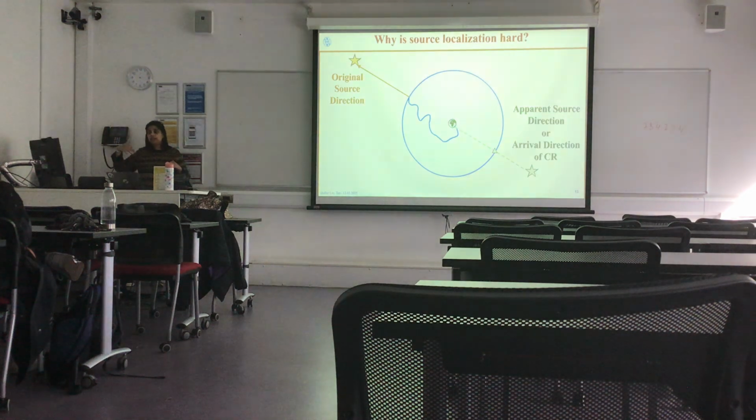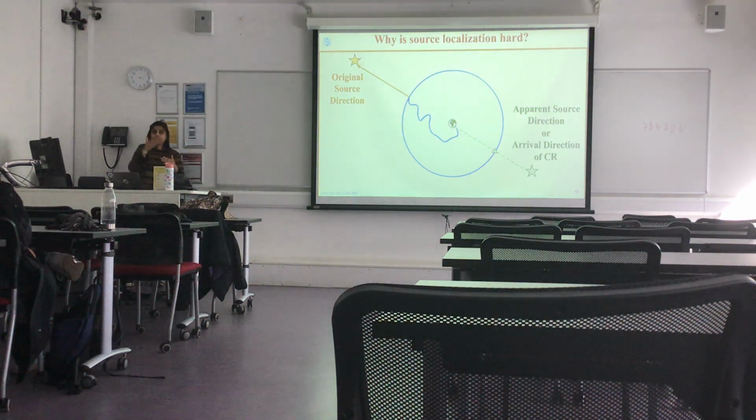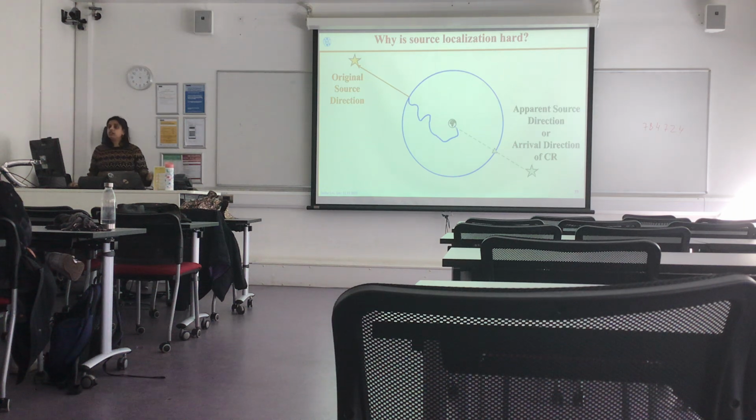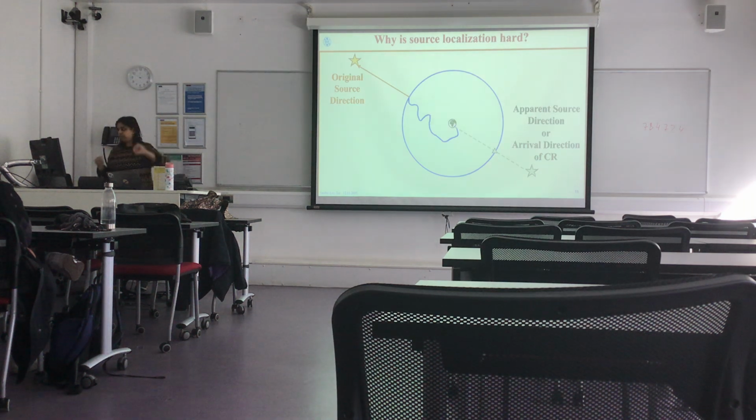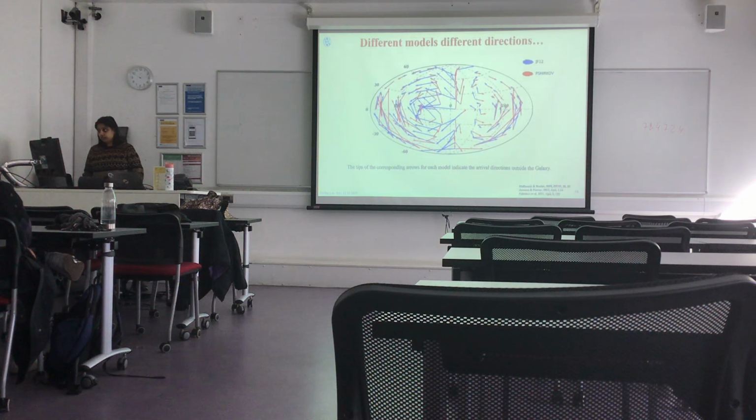It could be galactic, extragalactic. The cosmic rays will always undergo deflection, so localizing where it came from is an extremely hard thing to do. Because to do that, you will need to know the structure of the magnetic fields in the galaxy, so you can back calculate and say, okay, yeah, that's where it came from. So that's a hard job.